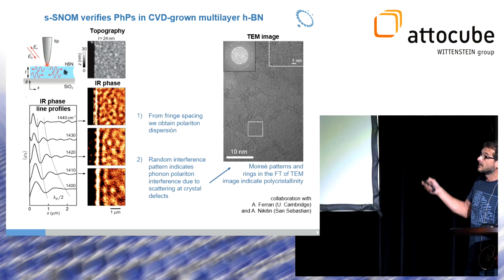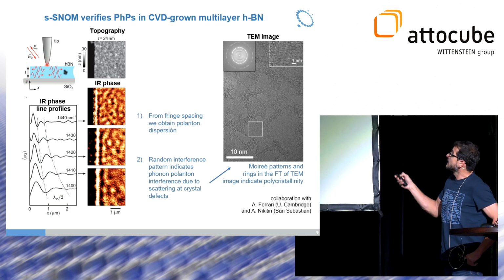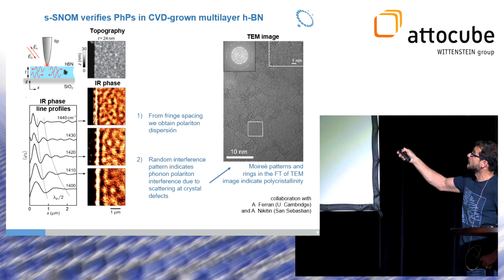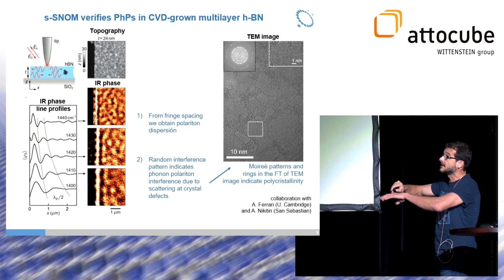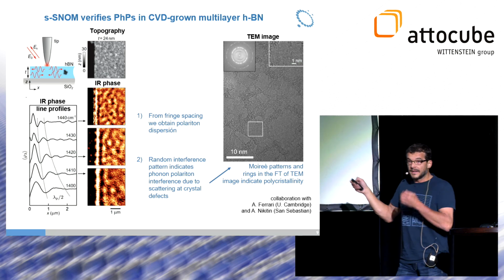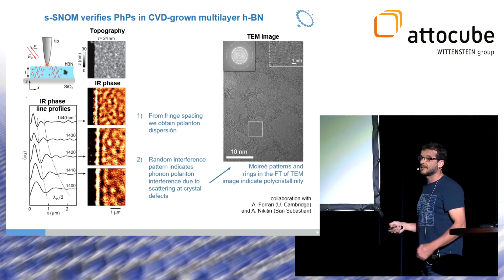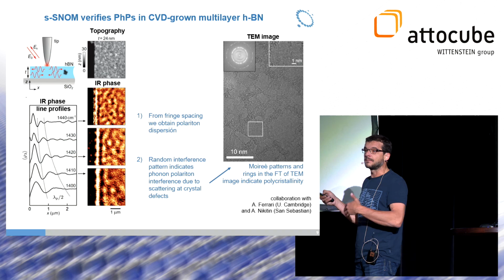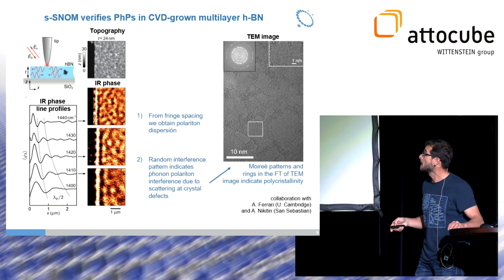So to learn more about that, we did TEM. And in this TEM image, we see that this is polycrystalline material. We see here the rings that show already that the crystallites are tilted. We also see moire patterns here. So that all indicates that there are a lot of defects in the material. It's crystalline material, but it's polycrystalline, not a single crystal.